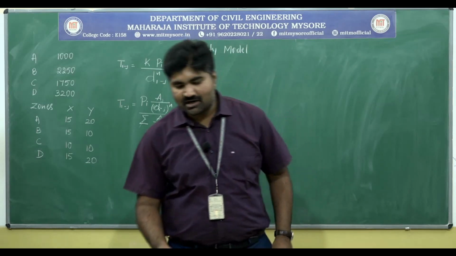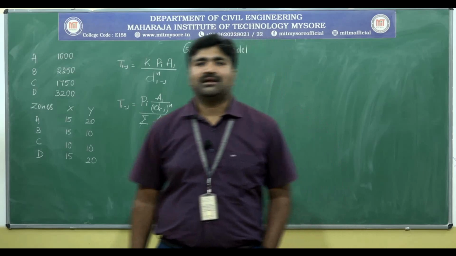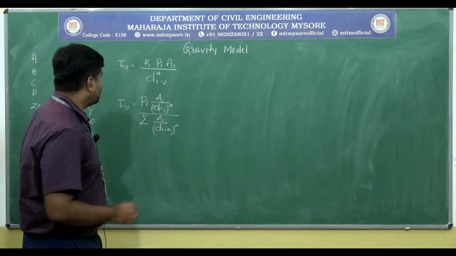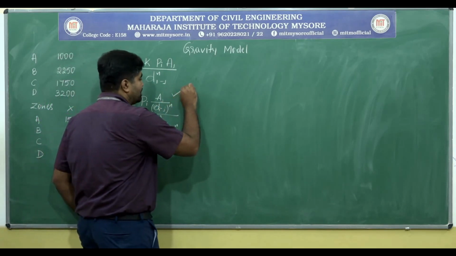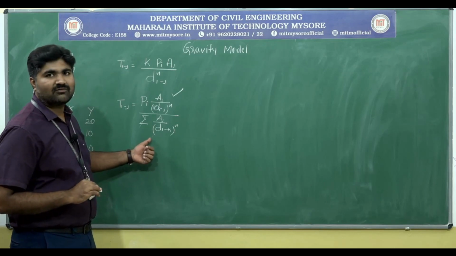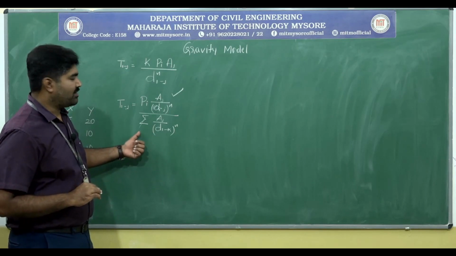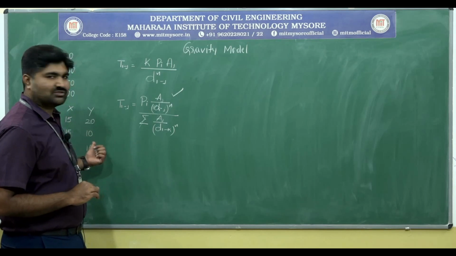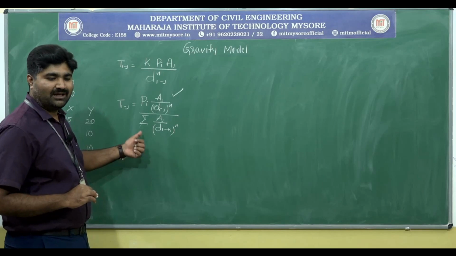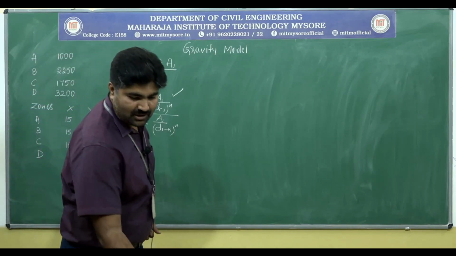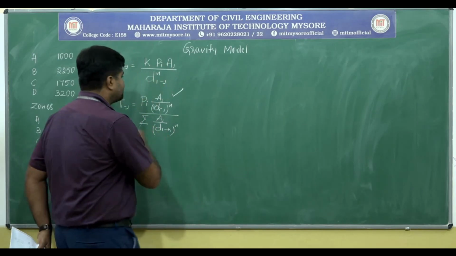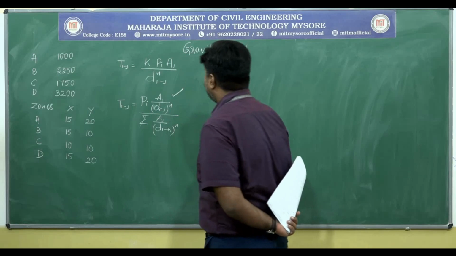Using this data, we are going to distribute the trips between the zones. We have to consider this formula for the present problem. We have a larger number of zones, so we are going to consider this equation to distribute the trips. I think I can start now and we can solve it, using this equation to distribute the trips.